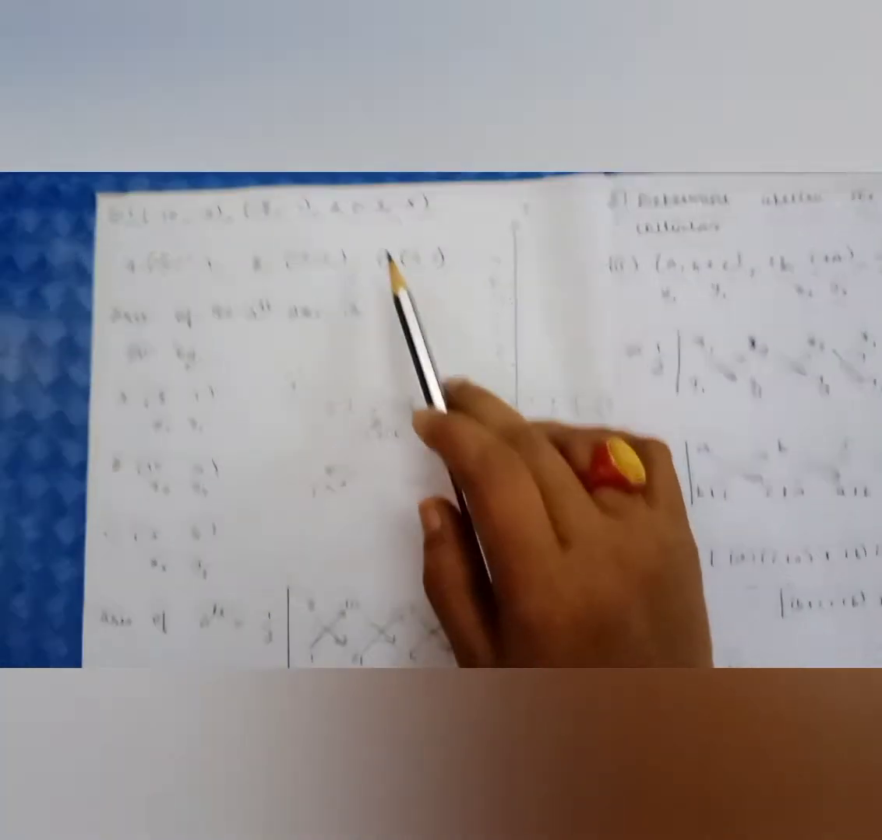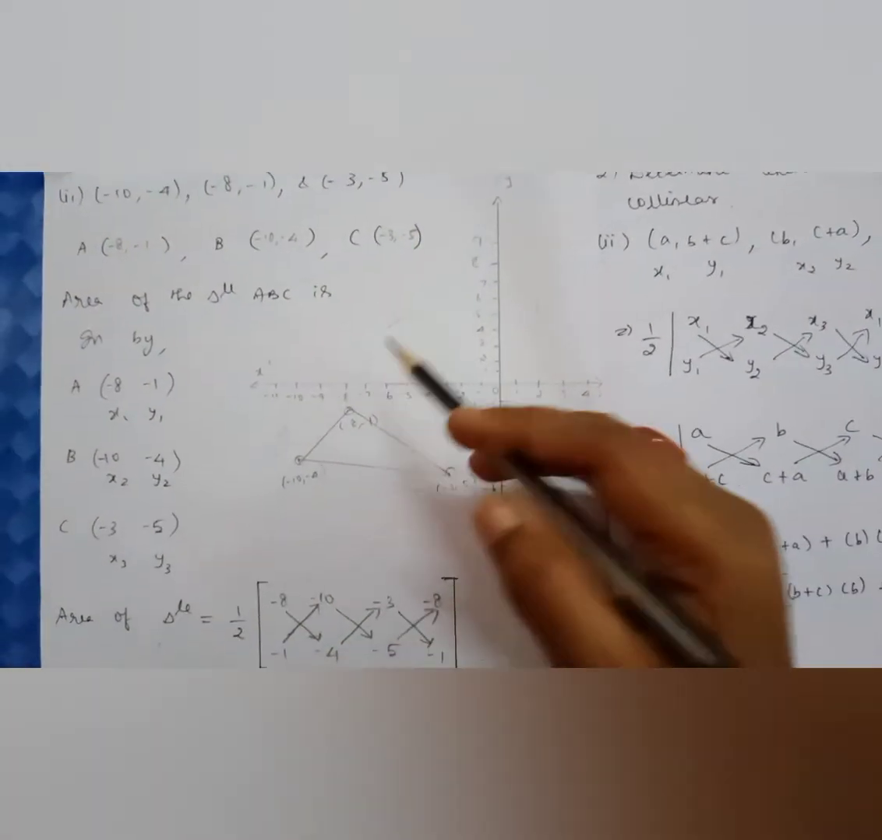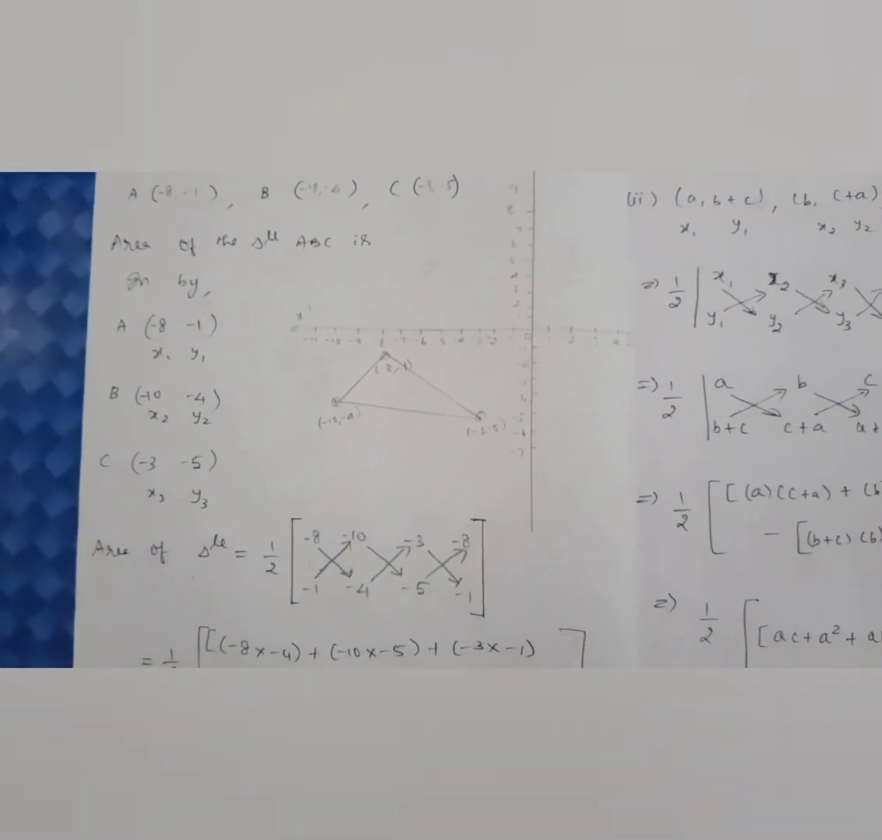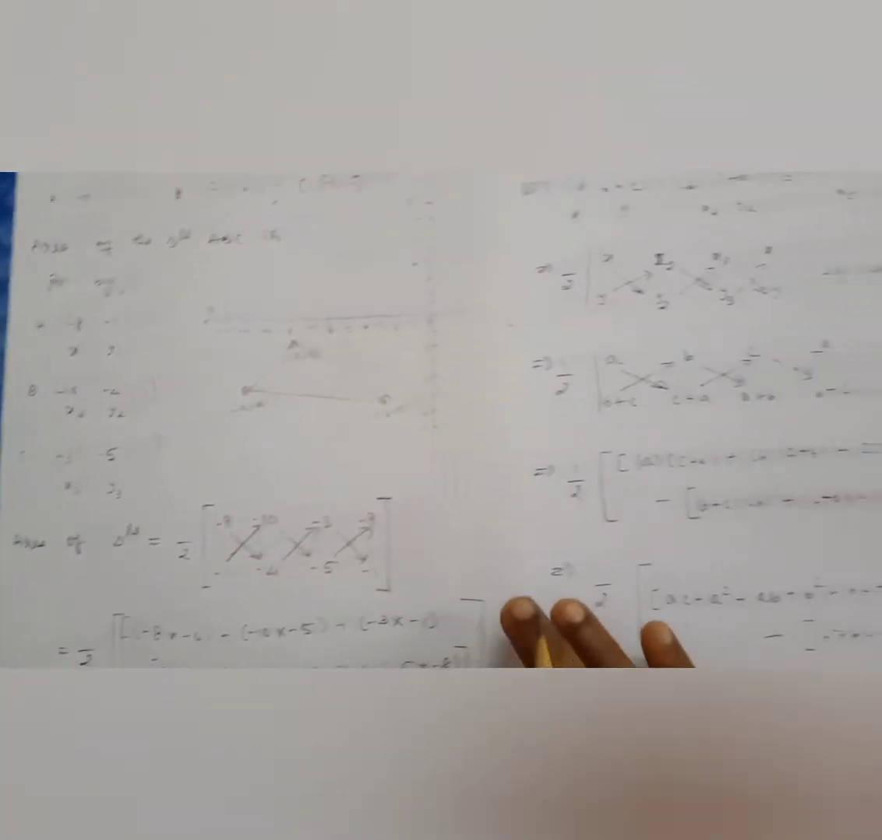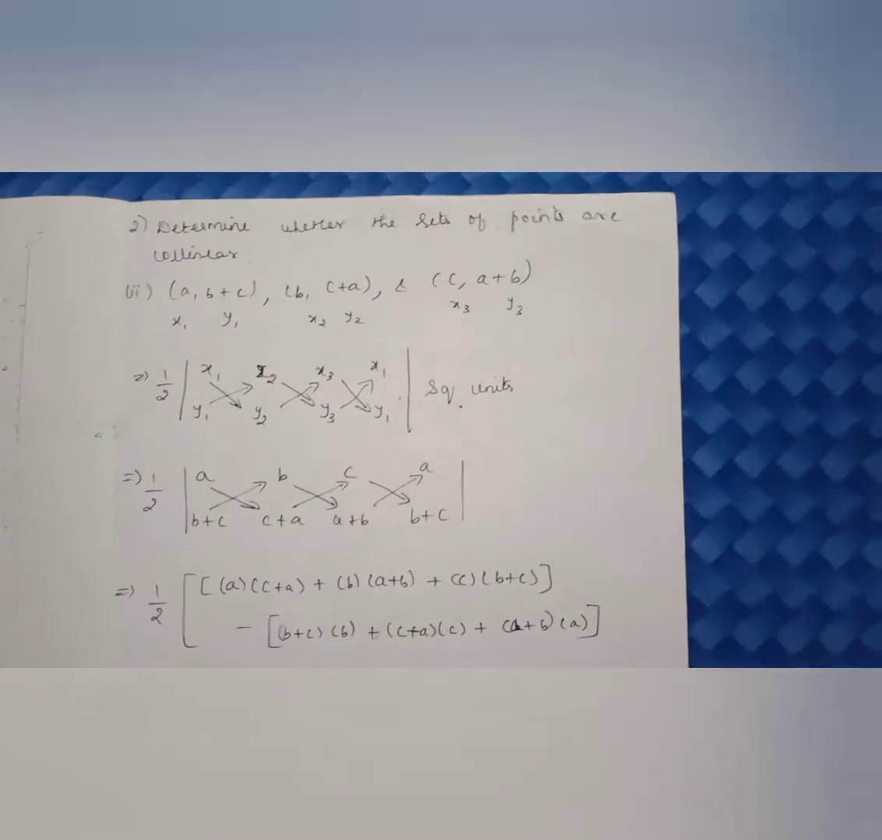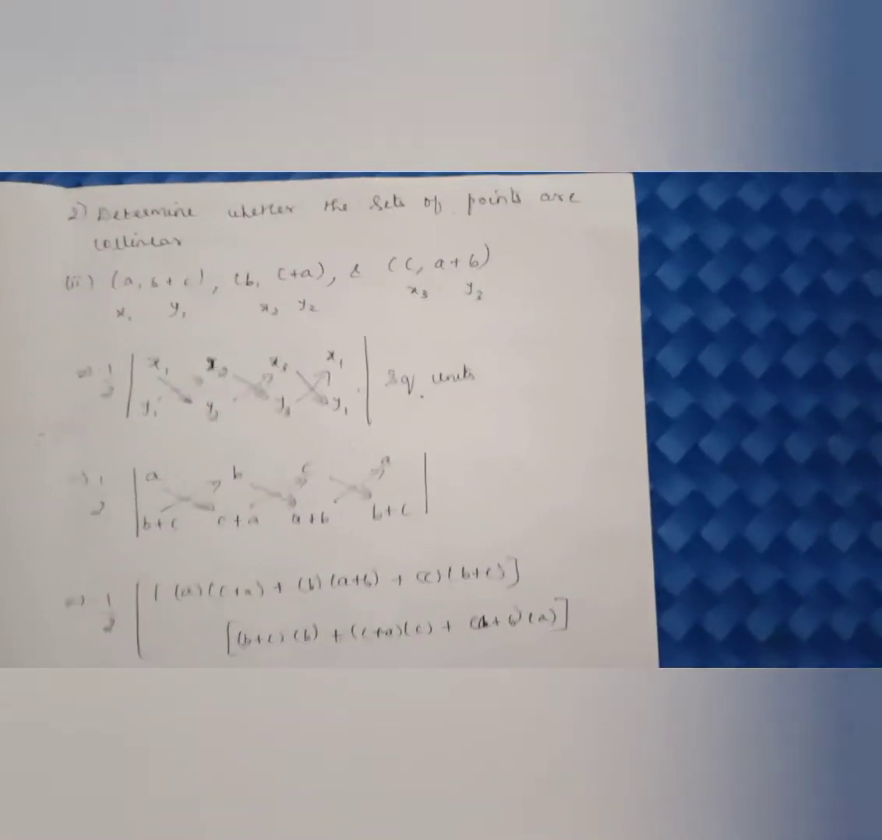So clear? This is how we have to do. What if I have not taken the points in order? I would have got the answer in negative, and then I would have concluded that area cannot be negative, so I would have taken the positive part. Okay. Now we will see how to determine whether a set of points are collinear or not.